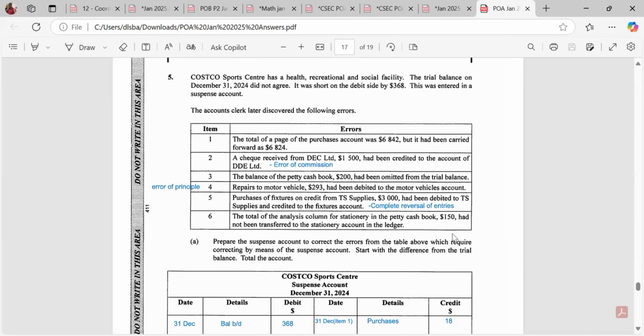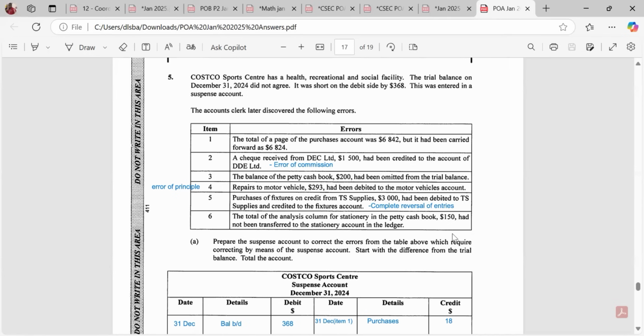Number 5, Costco Sports Center has a health, recreational, and social facility. The trial balance on the 31st of December 2024 did not agree. So already we know it's an errors question, right? When the trial balance doesn't agree, what account do you use? Say it with your chest. Starts with S. Thank you, your suspense account. So we know it's going to be a suspense account question because the trial balance didn't agree.